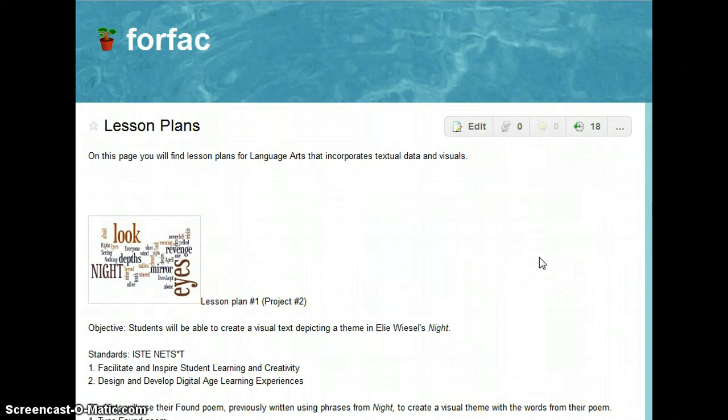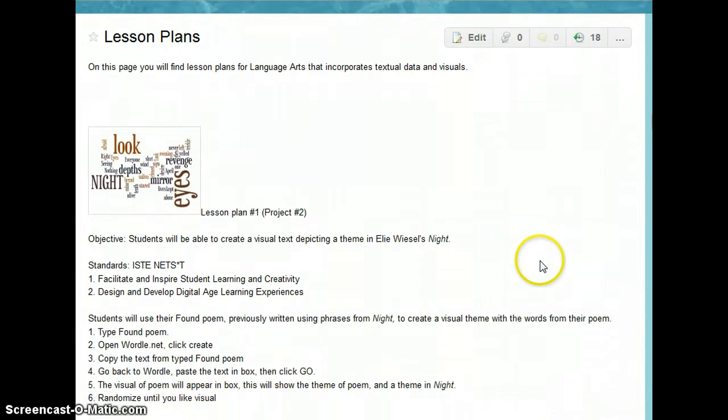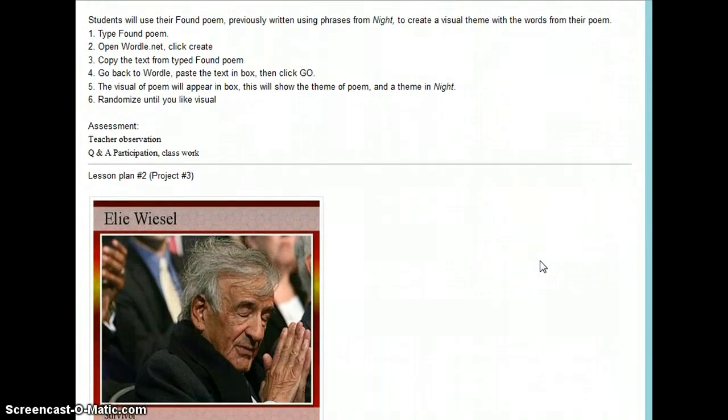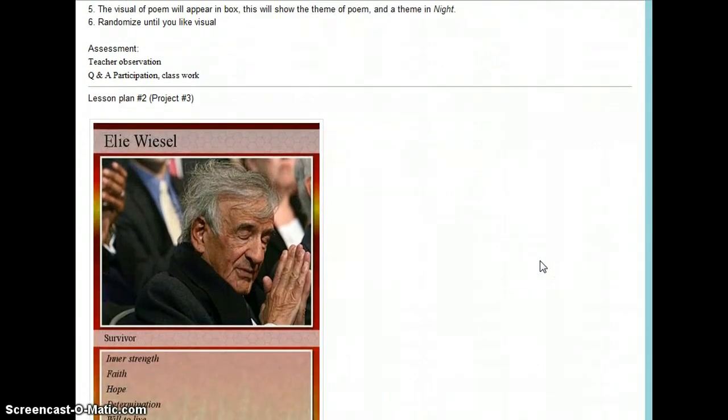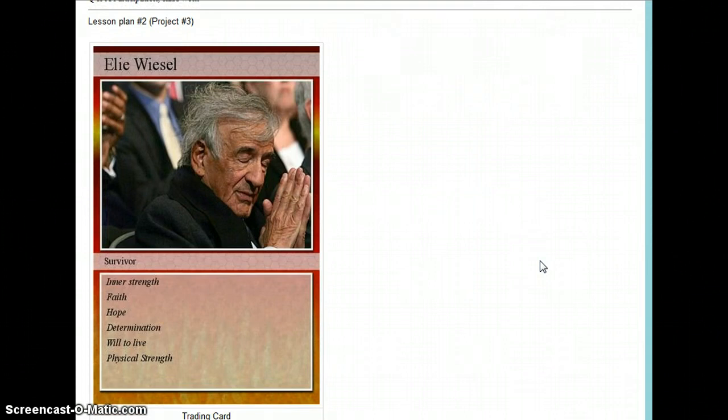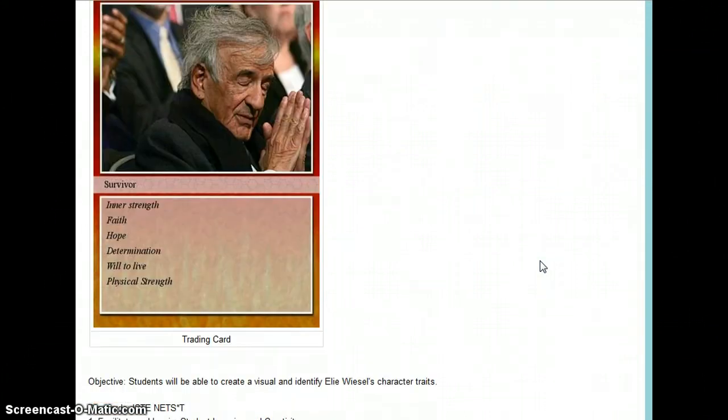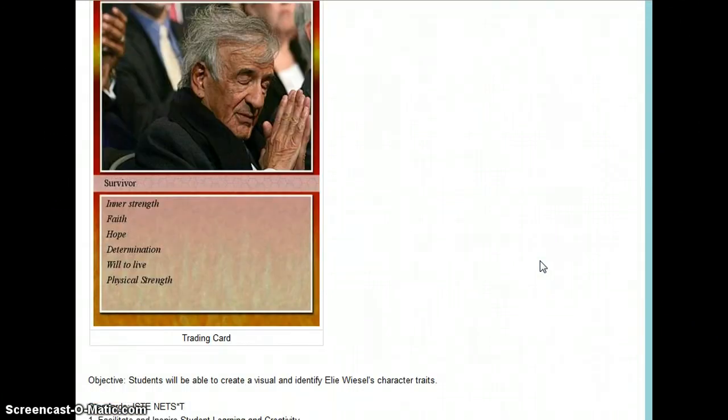Many projects in this instructional technology class included creating technology-based lesson plans. All of my lesson plans meet the ISTE NET-T standards to facilitate and inspire student learning and creativity, and 2, to design and develop digital age learning experiences. My favorite lesson plan was one in which I went to a site called bighugelabs.com.